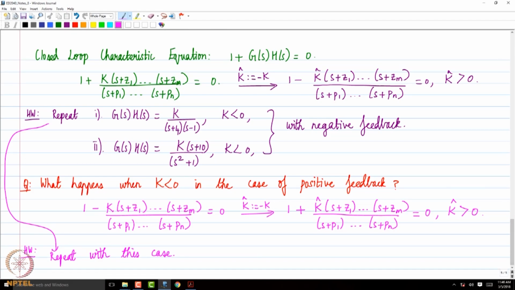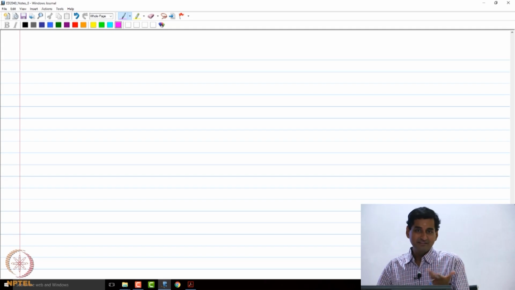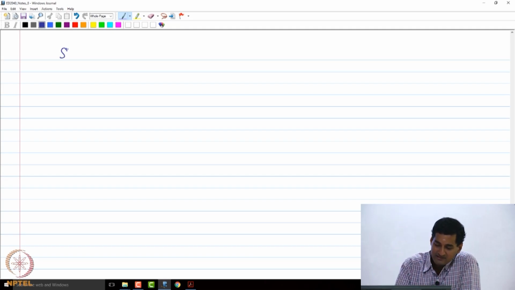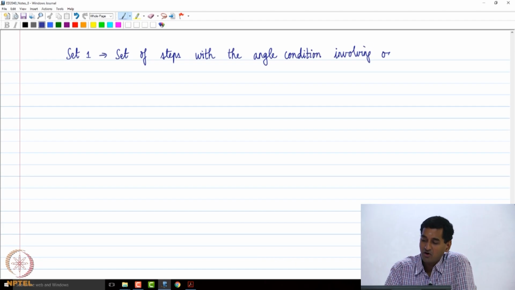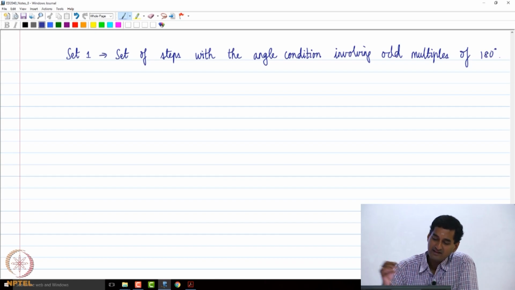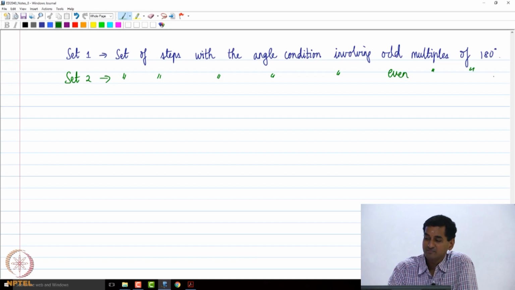If I call the set of steps that we discussed in the previous discussion the first set, and what we discussed today the second set, let us say set 1 is the set of steps with the angle condition involving odd multiples of pi, odd multiples of 180 degrees, and set 2 is the set of steps with the angle condition involving even multiples of 180 degrees, right.